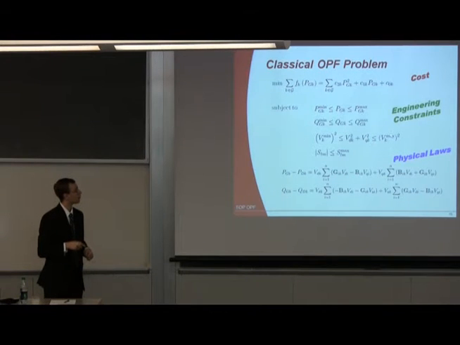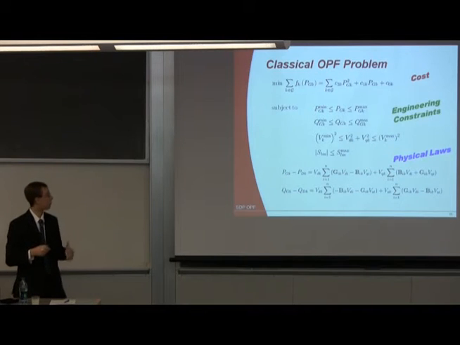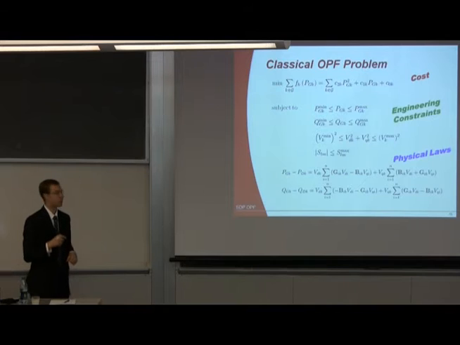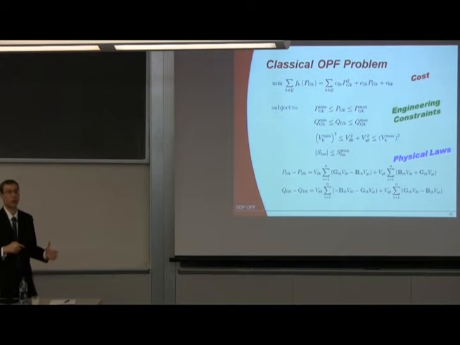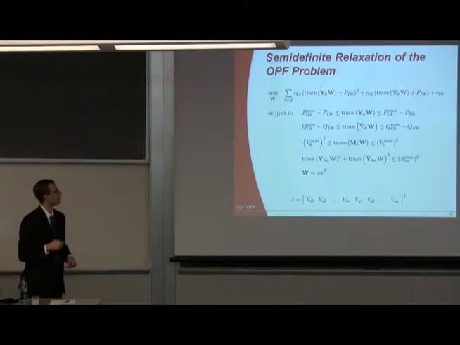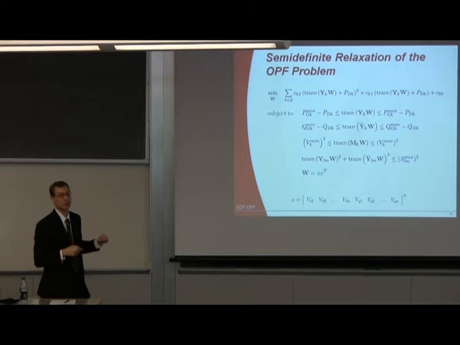And here we're saying that our voltage magnitudes have to lie within some bounds. You know, we can't have really high or really low voltages. This is the constraint for the line flow equation, saying we better not melt our transmission lines. And here's our physical laws. Our optimization has to satisfy these power flow equations, the network equations. So we introduce this semi-definite relaxation to this problem.